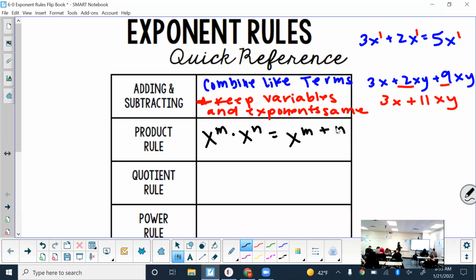So let's say I have 2x squared times 3x to the third. All right. You multiply the coefficients like normal. So 2 times 3 is 6. But the variables follow the product rule. Since they're both x, I rewrite the x, but now, according to the rule, I am adding the exponents together. So what's 2 plus 3? 5. All right, that would be correct.